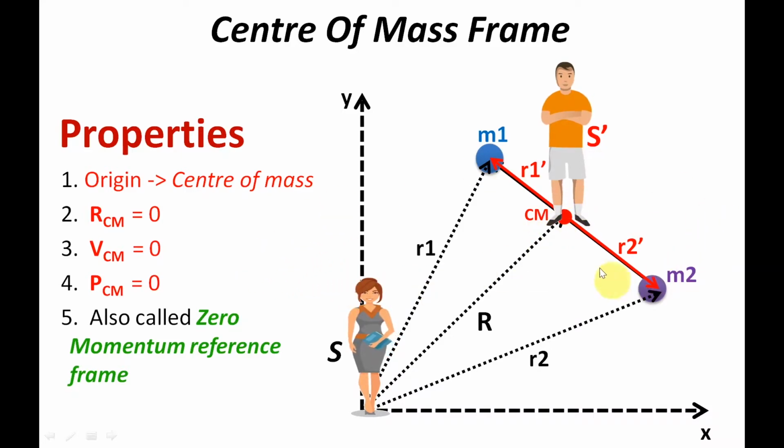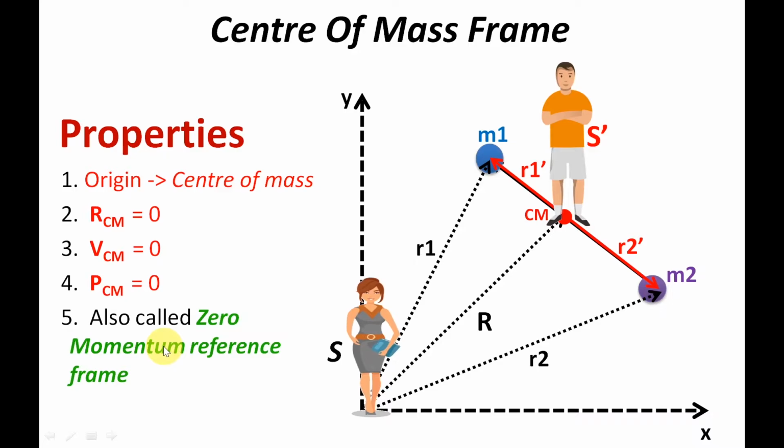So when he doesn't feel the velocity of the center of mass, according to him the velocity of the center of mass will be 0. And when the velocity of the center of mass according to this person is 0, the momentum of the center of mass according to this person will also be 0. So that is what I have written. The momentum of the center of mass according to this center of mass observer will actually be 0. And the fifth property is that this center of mass frame is also called the zero momentum reference frame.